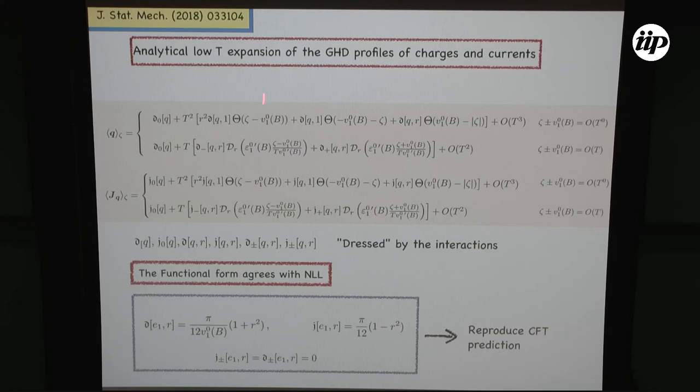And in this analytical expansion, you of course can find the explicit form of these profiles, and they look like that. Basically, the functional form agrees with the nonlinear Luttinger liquid prediction. And you can find the exact values of the coefficients. In particular, you can also reproduce the CFT prediction. So you find analytically from the continuity equation that you actually recover the CFT prediction for the energy current and energy density profile.